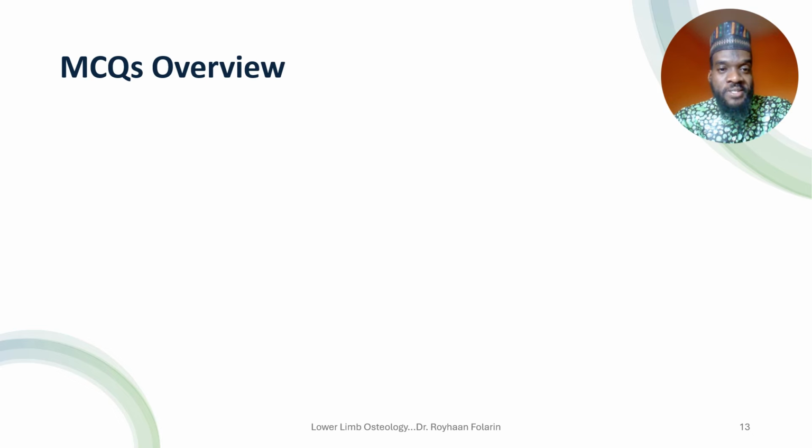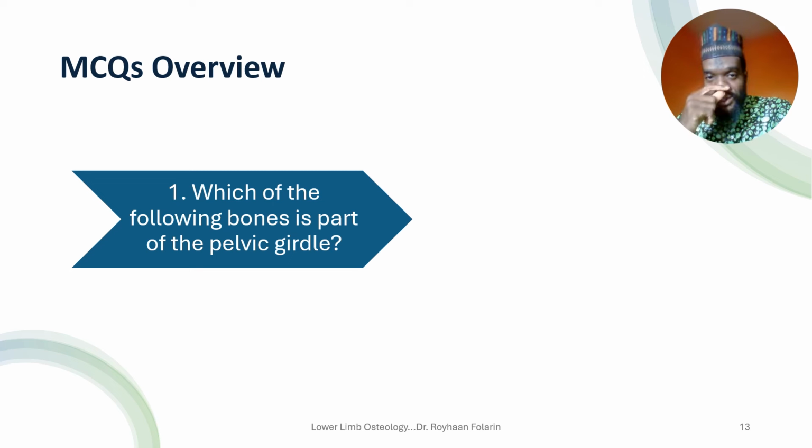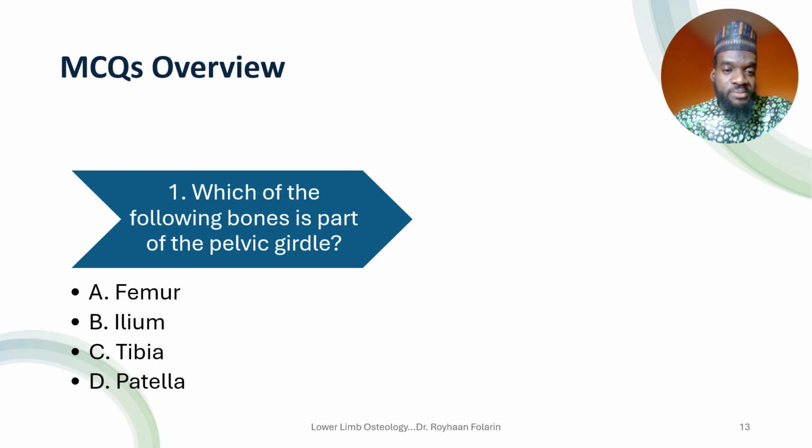Okay, so here's the first question. Which of the following bones is a part of the pelvic girdle? Think about all of the bones. This is meant to be a very simple one. Is it the femur, is it the ilium, is it the tibia, or the patella? Think of it well, and then you know where to drop your answers, which explains why I won't readily reveal what the answers are now.